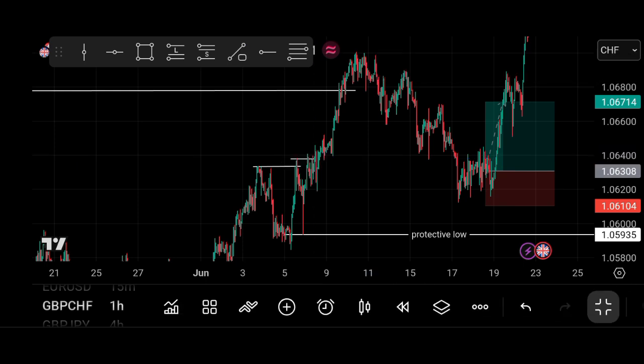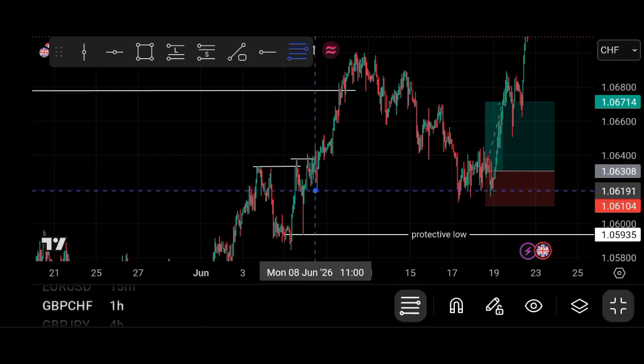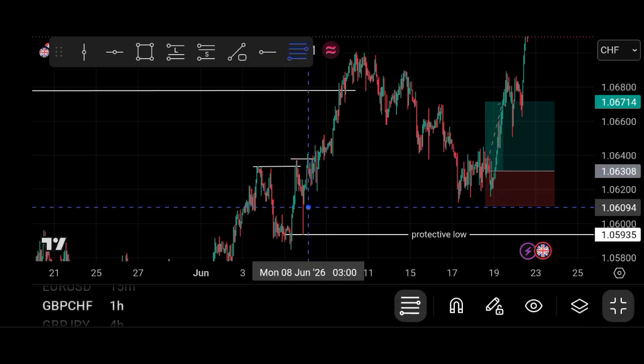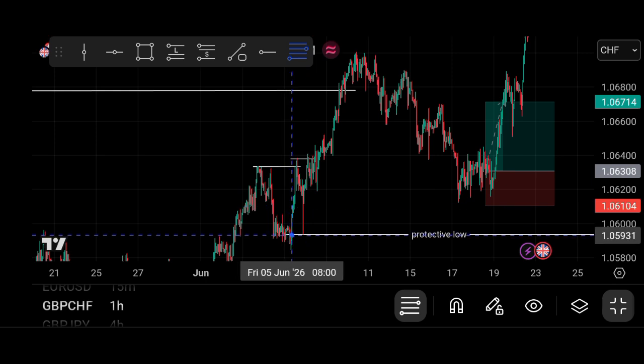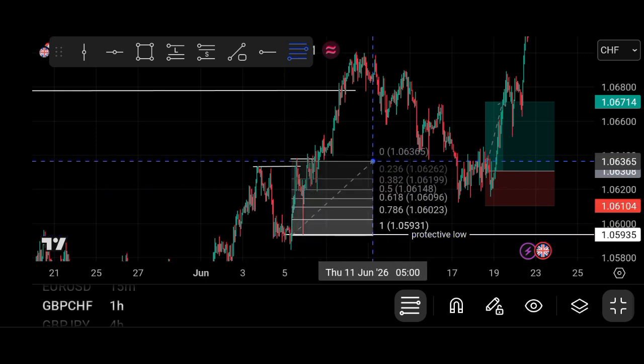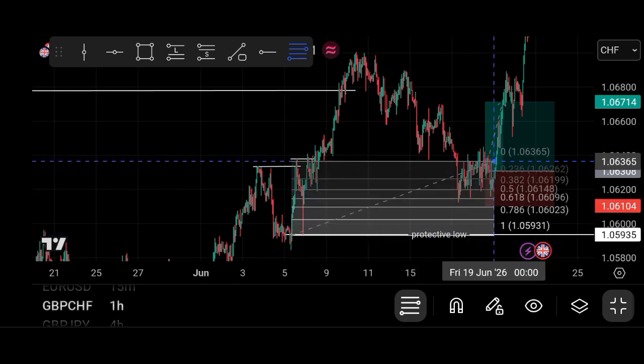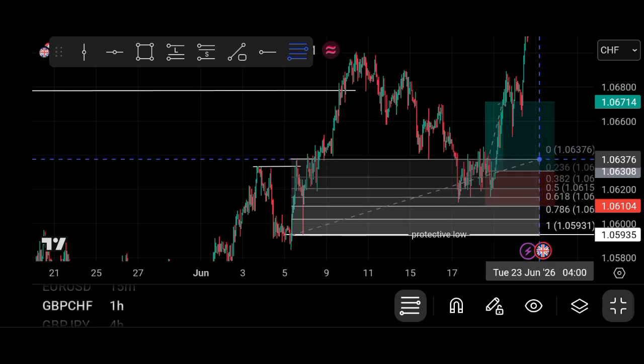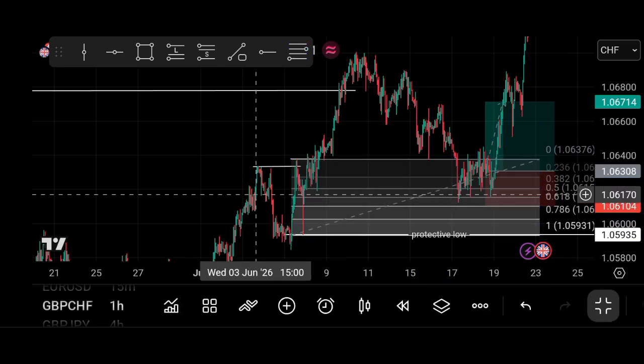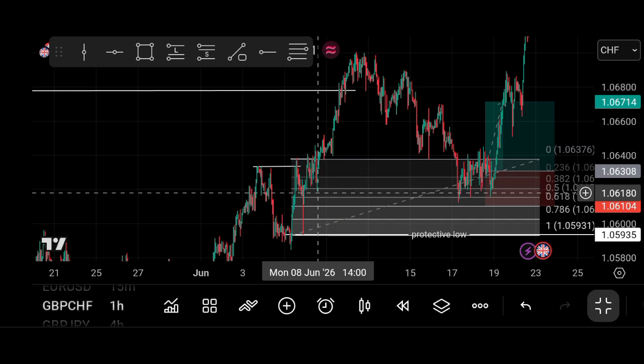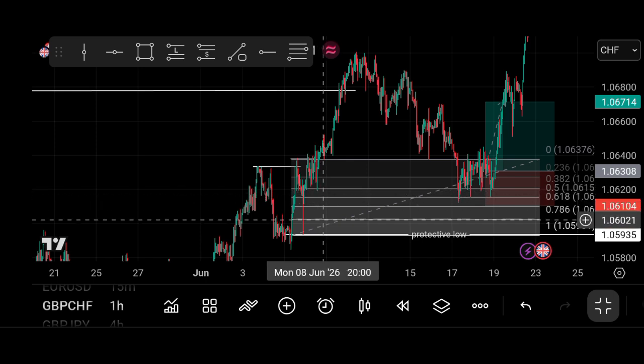So if you look at this leg here, has this leg tapped the 50% level? Let's find out. I'm drawing from my protective low to the break of structure line, and let me extend it so you see what I mean. We can see that this leg here did not reach this 50% line. That means we still have unmitigated area all the way here.